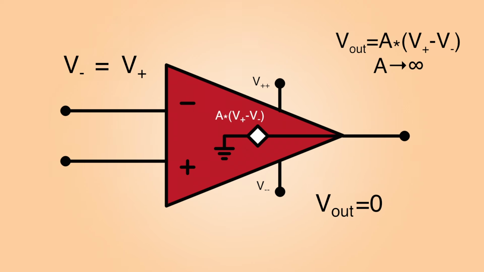So if the difference between V plus and V minus is slightly positive, then the output is going to try to be huge, a huge positive value. And in fact, you can only send the output positive to the rail voltage V++. Similarly, if the difference between the input voltages is slightly negative, then it's going to try and drive the output to a large negative number, but it gets limited by the V minus rail voltage.